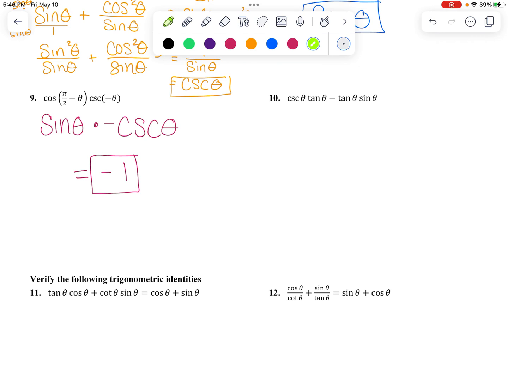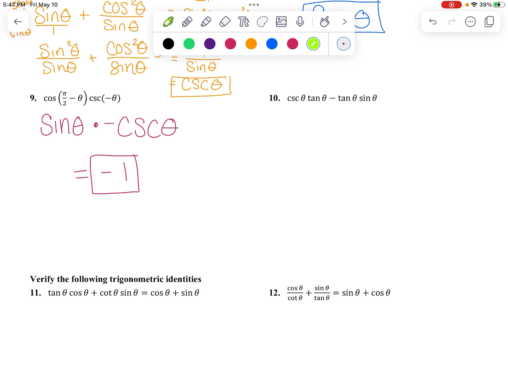Next. Cosecant theta, tangent theta, minus tangent theta, sine theta. Okay, so let's see. I don't have different angles. I don't have multiplied reciprocals. I could factor. Unfortunately, if I choose to factor, I get cosecant minus sine, and that's not helpful. Factoring really only works when you recognize that factoring is going to get you a Pythagorean identity, which is typically what comes out of it. So, that's not going to work. I have to take a different approach.